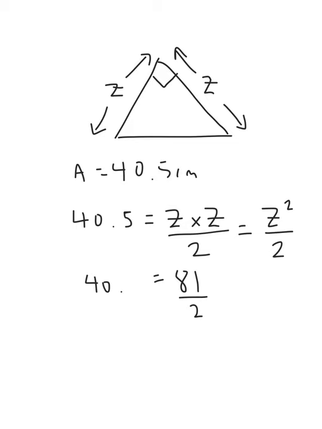81 divided by 2 is 40.5. So that means that Z times Z must equal 81. And we've done loads of square number revision, so you guys will know that a number squared, if it makes 81, then that number is 9. So Z is 9 centimeters.